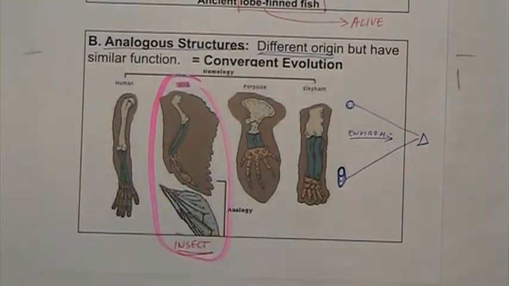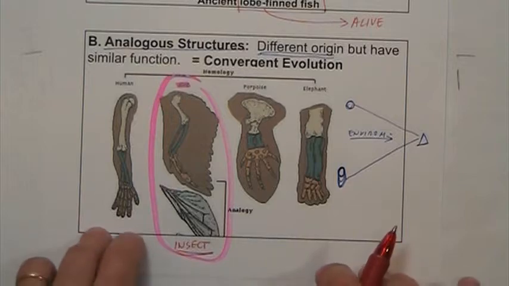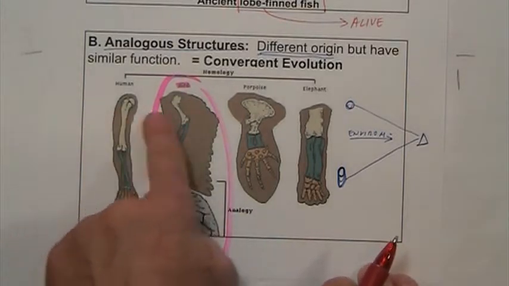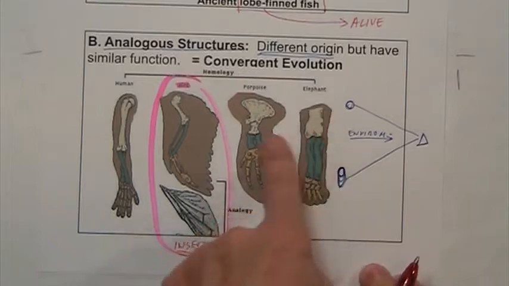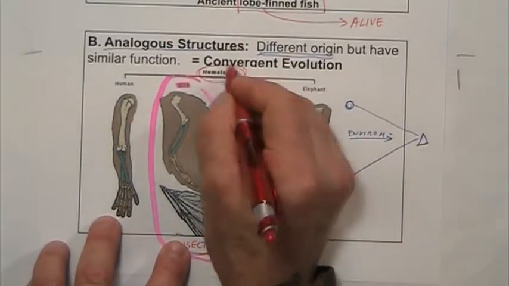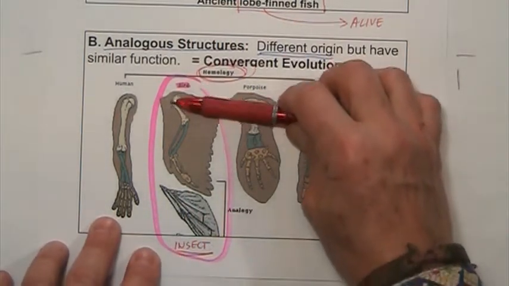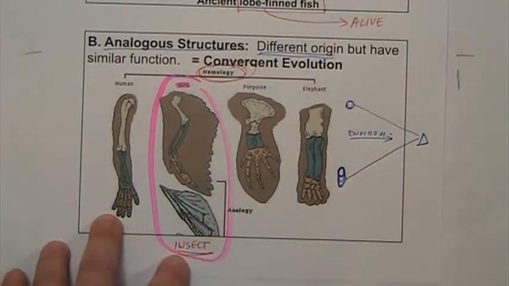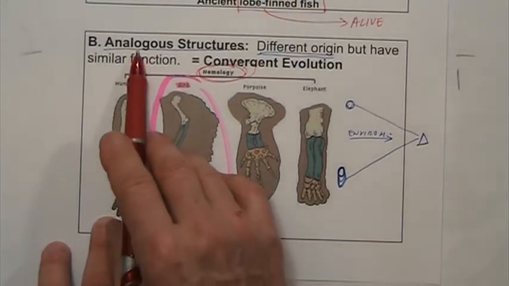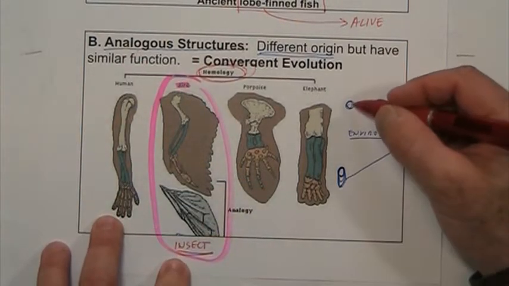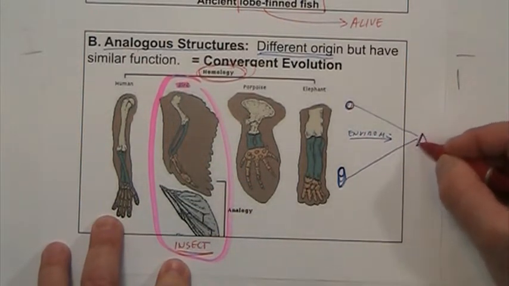The wings of insects. Insects also fly, but they have a totally different structure. They don't have bones. They are totally unrelated. So all the wings or all the bones of vertebrates are homologous, same origin, same structure. But if you compare the wings of a bird to the wings of an insect, that's not homologous. Those are analogous because they have a different origin, but then they start looking the same.